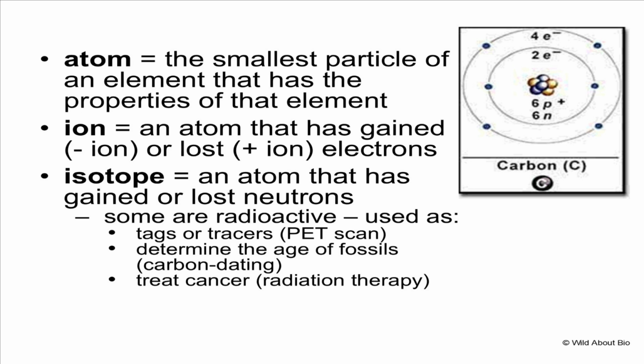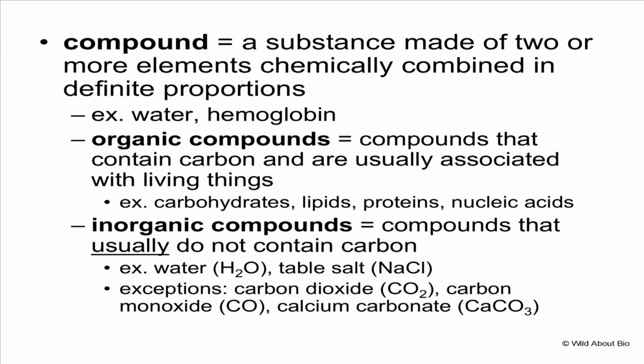Now that we know what elements are, what are atoms? Atoms are the smallest particles of an element that still have the properties of that element, but atoms can act a little differently sometimes. If an atom gains or loses electrons, it becomes an ion, either positively or negatively charged. And if it gains or loses neutrons, it becomes an isotope. Some isotopes are radioactive, which makes them super useful for things like carbon dating fossils, treating cancer, and even medical scans like PET scans.